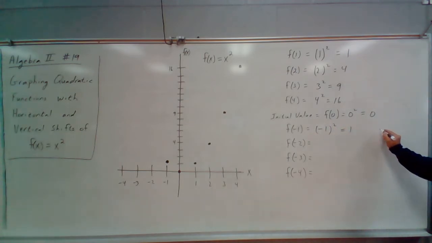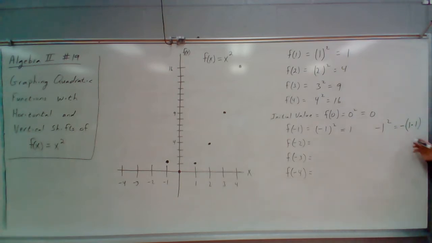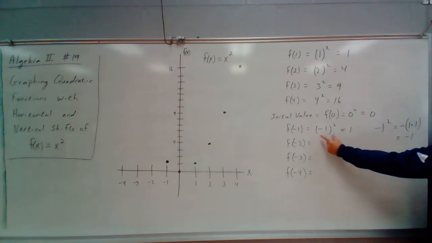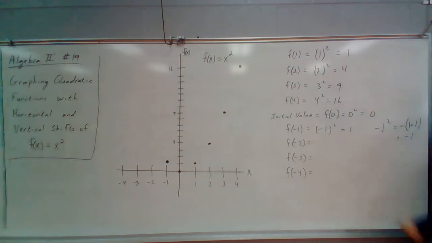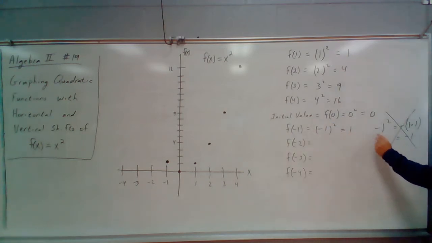You cannot write this. This is not correct. This just means to square the 1 and make it negative, so it means negative 1 times 1. 1 times 1 is 1, so your answer would be negative 1 in this case. So these parentheses are essential. You must have the parentheses around the negative 1 or it's not right. This is wrong. Make sure parentheses are around the negative 1. You have to square the whole thing. This just means to square the 1, then make it a negative.